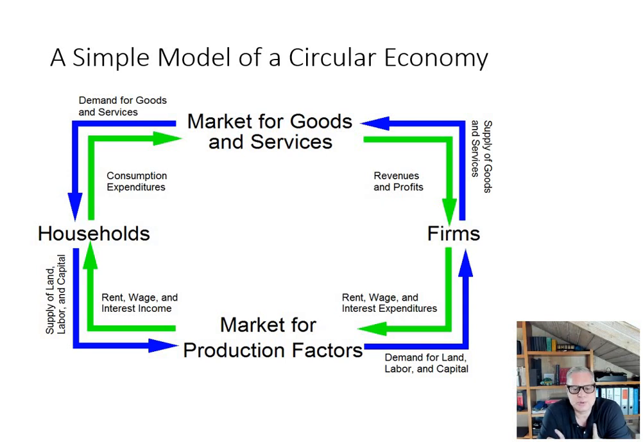So the households, they supply on the market for production factors land, labor, and capital. And what is important to understand is that in economics, economists only know three production factors. The three production factors are land, labor, and capital. But there's an important difference between land, labor, and capital.